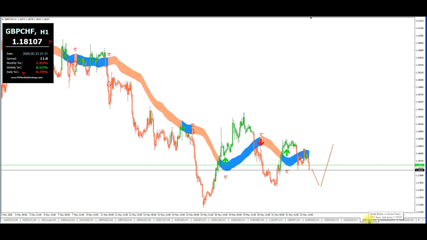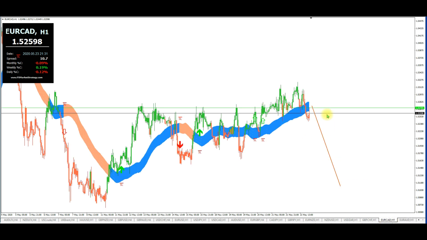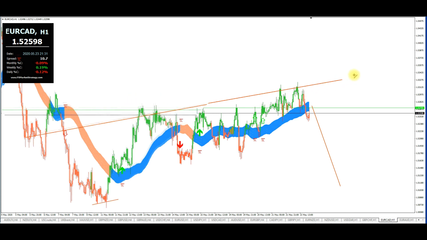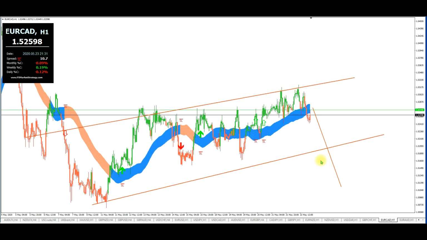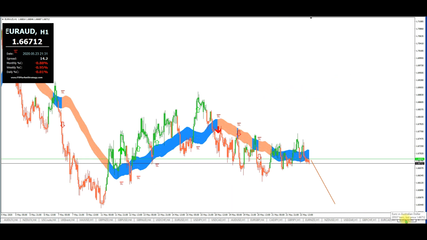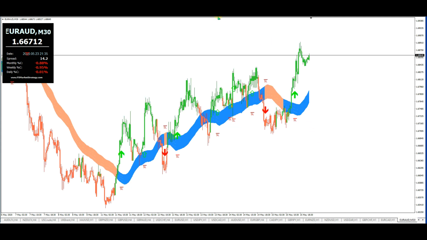Pound franc, small down then up. Euro CAD only down, only sell. Okay guys, only sell, only sell. There is no buy at all. Okay, like this. So we expect this down wave. Even if it's going to go up a little bit, it's going to come back down. Euro Australian is the same thing. We expect down. Okay guys, this was the end of our forecast today.